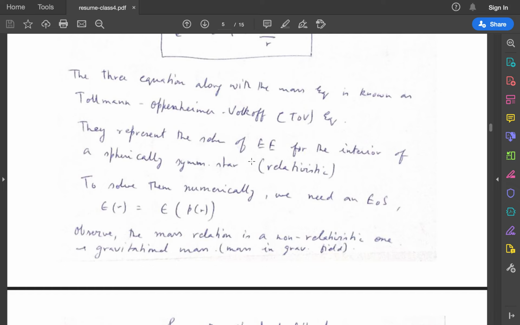So how do we solve for these stars with the TOV equations? We start with some central density. Let us say we have a star which has a central density of this. If I take a particular equation of state, it will give me, for that density, what the pressure will be. Then I start solving these equations.